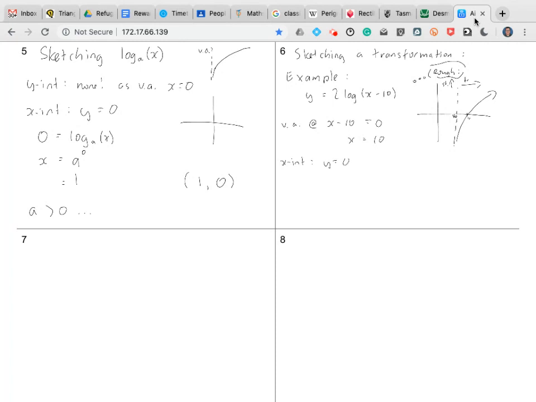X-intercept, set y equal to 0. So I have 2 log x minus 10 is equal to 0, which is the same as log of x minus 10 is equal to 0. So I can divide both sides by 2 and it doesn't affect it, right? Now again, base 10 to the power of 0 is equal to x minus 10. X minus 10 is equal to 1, and I'll just keep it on the same slide. X is equal to 11. So that working out confirms what in my head I'd be thinking I'd be seeing. So that's confirmation of it, and that's the graph done.